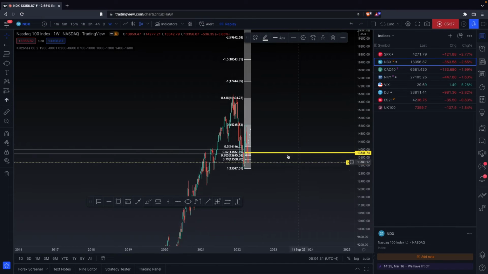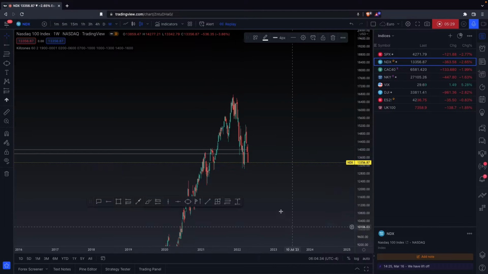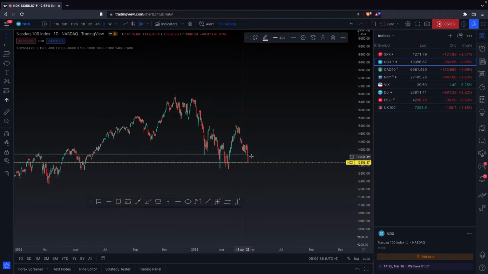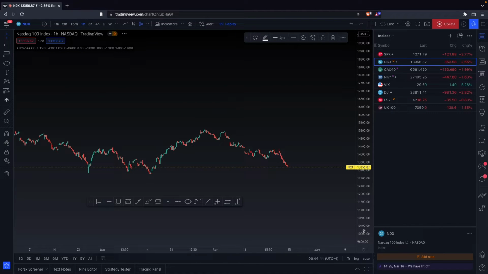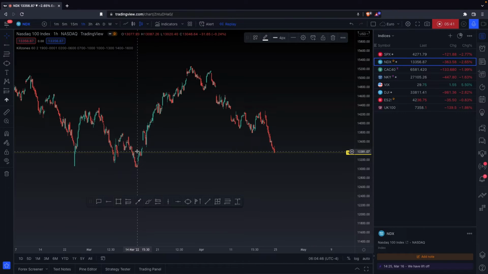NASDAQ, again, pulling back into some areas that we had looked at on a previous video. Weekly push above that swing high, both those swing highs. Daily push below that swing low. We're in this area, 4 hour, 1 hour, right? So much like S&P, but we're already in this kind of lower area here. So we're going to see if we react from it, okay?